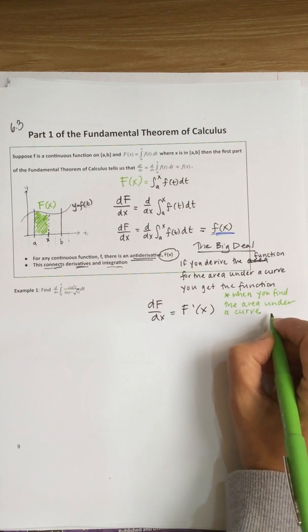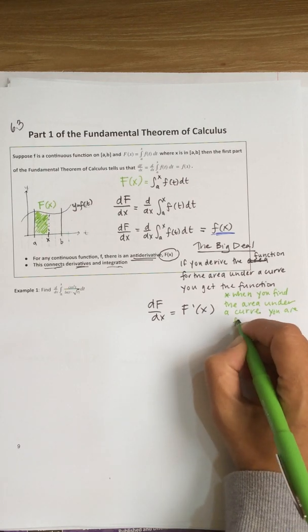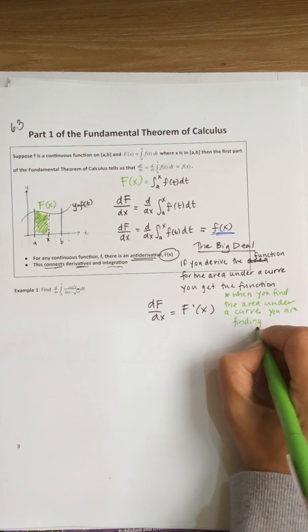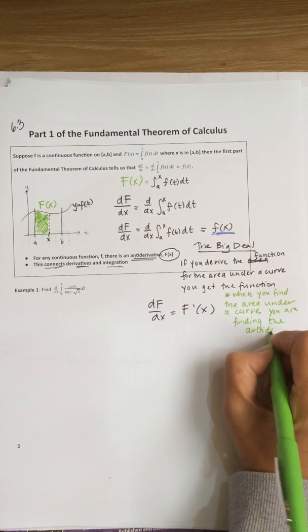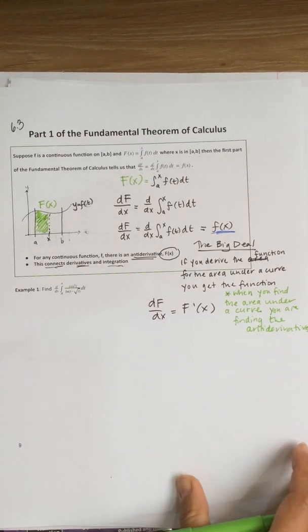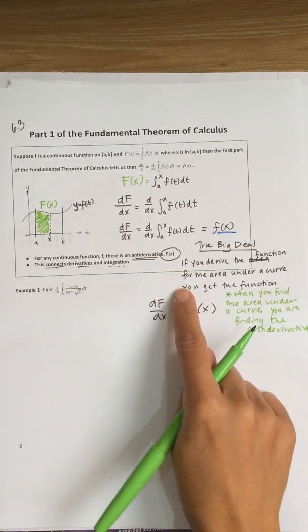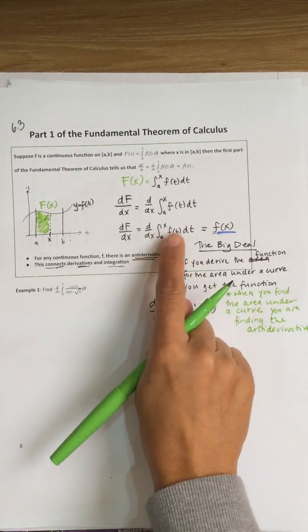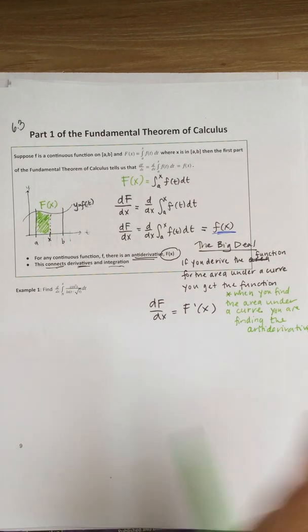So when you find the area under a curve, you are finding the antiderivative. You're finding the opposite of a derivative. Integrals are the opposite of derivatives. Therefore, it's called the antiderivative. So what this is saying is when you take the derivative of an antiderivative, you just end up with the original function, right? Because they cancel each other out. So what does that mean?